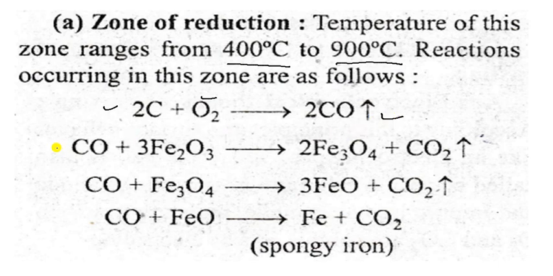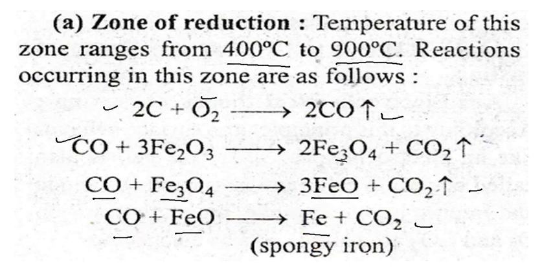As the charge goes down, it has to pass through different temperatures. Initially the temperature is 200 degrees C, and in the end the temperature becomes 1600 degrees C. The chemical reactions taking place in the blast furnace are as follows. First one is the zone of reduction. The temperature of this zone ranges from 400 degrees C to 900 degrees C. So reactions occur in this zone.